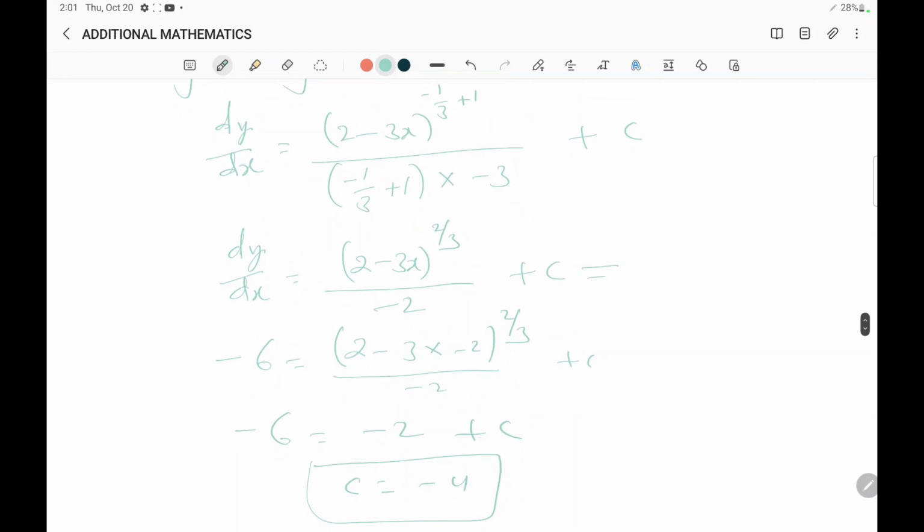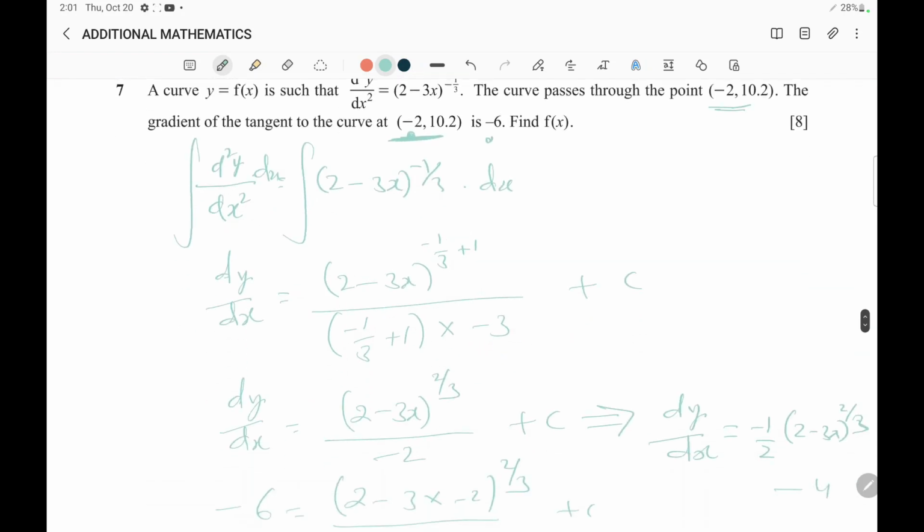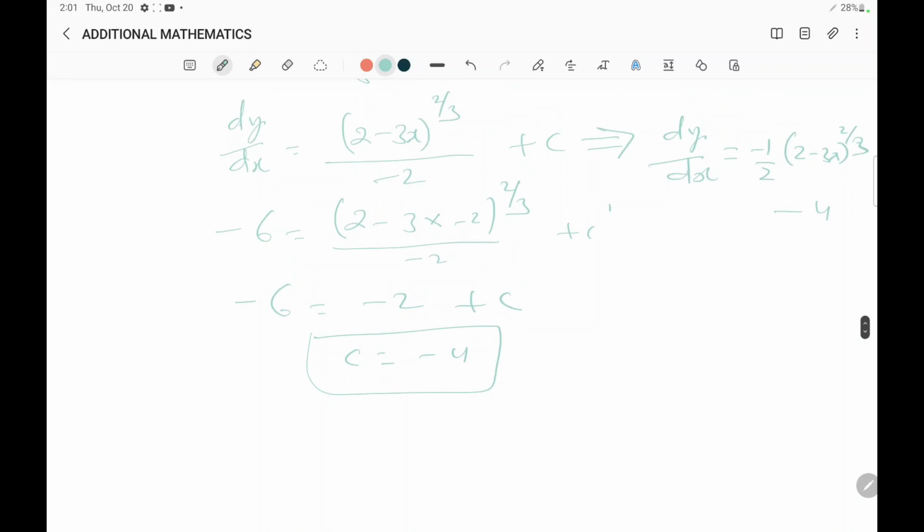So we got dy by dx equals minus half times 2 minus 3x to the power 2 over 3, and c is minus 4, right? So we got dy by dx now. After that, we need to find f(x), so we have to integrate once again. How much space do we have? We have little space, so I will use this part now. Yes, we need to integrate this once again.